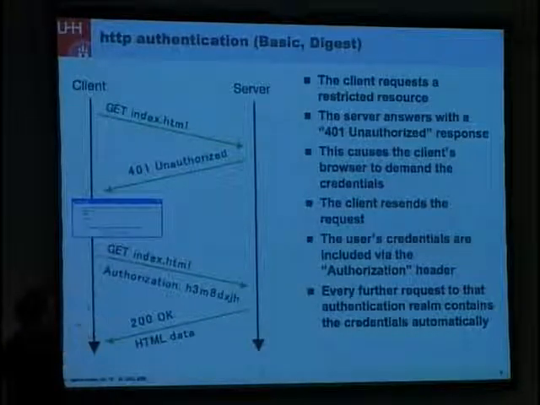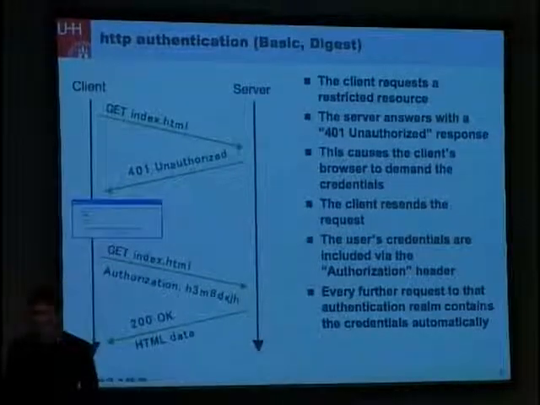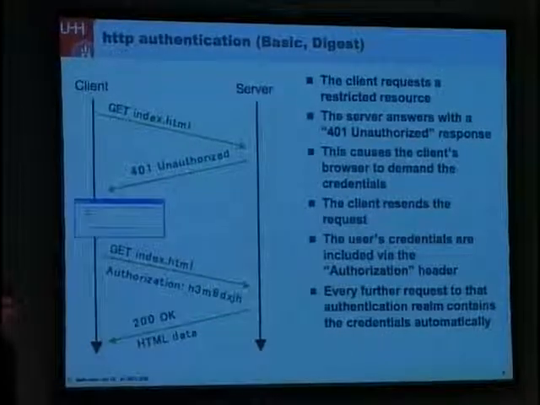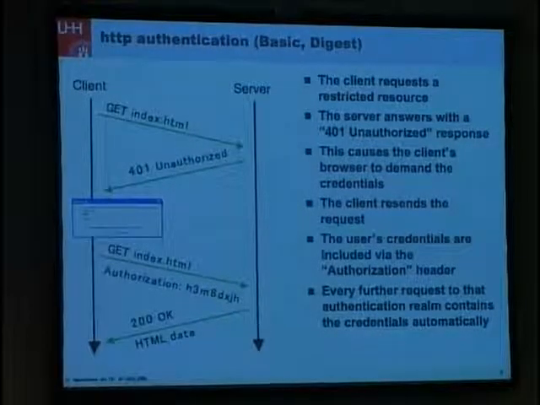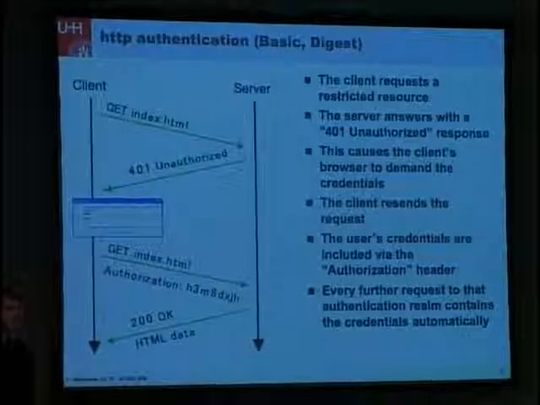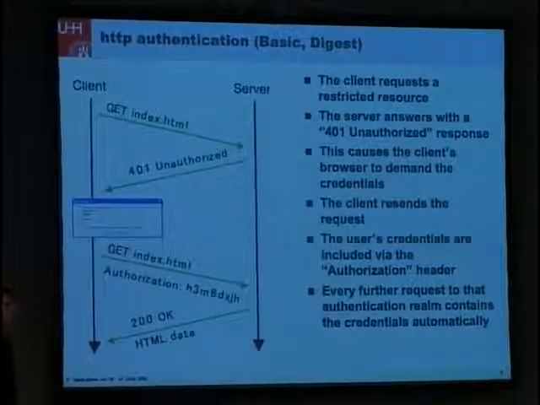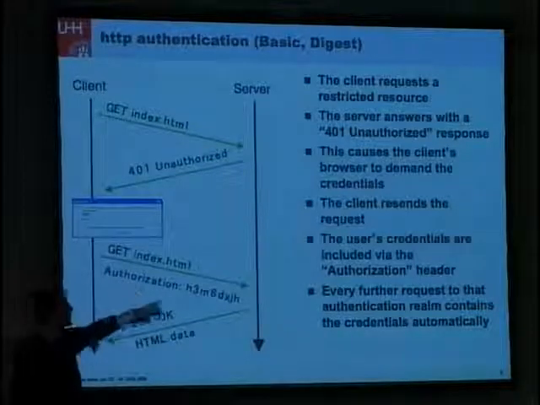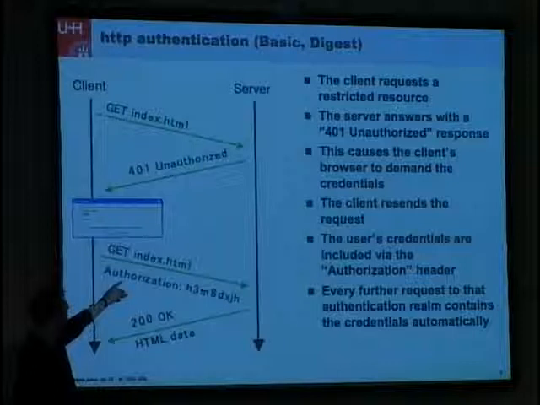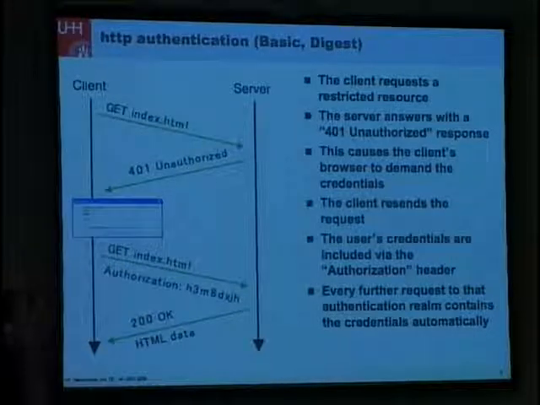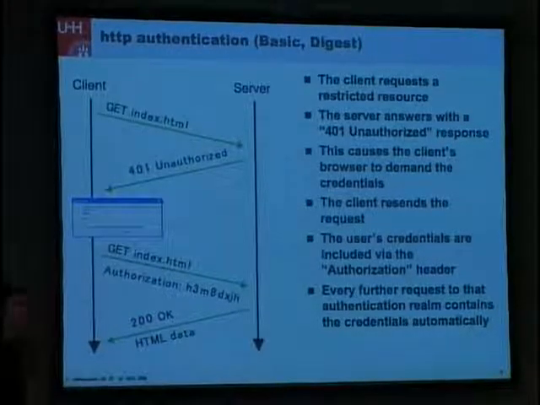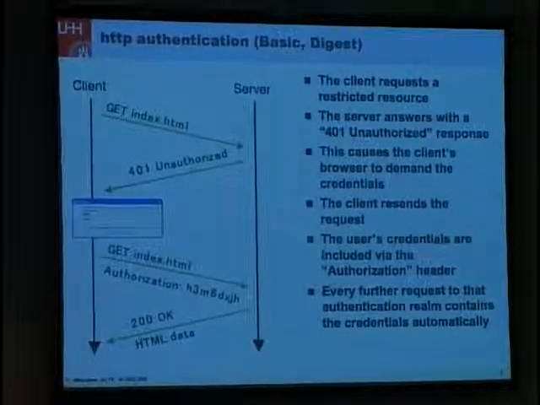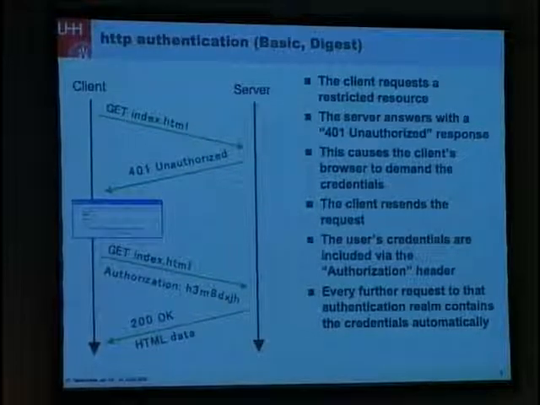It goes like that. The client demands some restricted resource, and the web server knows, okay, this resource is restricted and answers not with a 200 found, but with a 401 unauthorized. This causes the web browser to display, please give me a name and password, and those name and password are encoded in the authorization header. And when a request for a restricted resource arrives with an authorization header, the web server checks if in this authorization header the credentials are correct and answers.